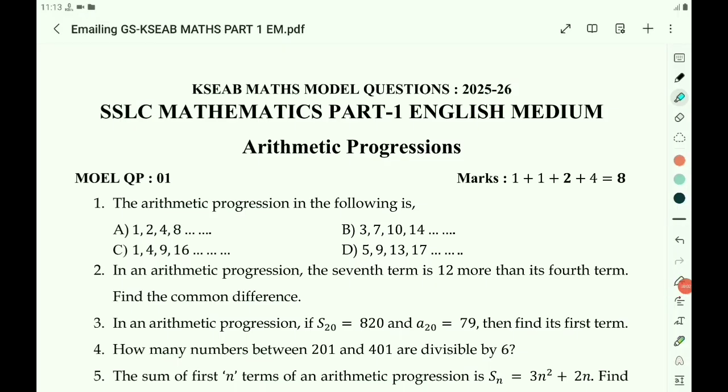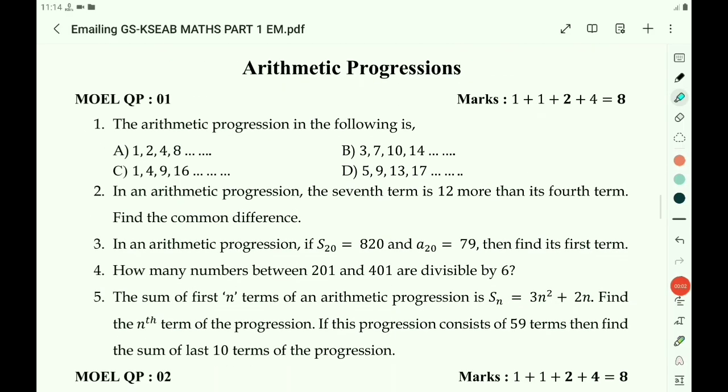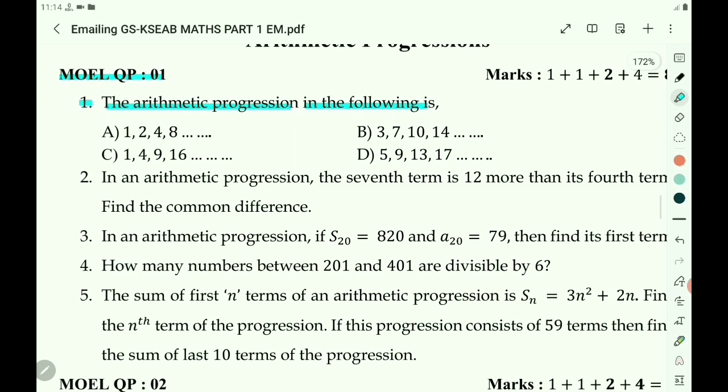Dear children, now let us solve the questions of the chapter Arithmetic Progression given in the Model Question Paper SSLC Mathematics 2025-26. Take the questions from the Model Question Paper first. First question, the arithmetic progression in the following is. Here, to find whether it is an arithmetic progression or not, we have to find out the difference between the consecutive numbers, or we have to find whether the same number is added to the previous number to get the next number.